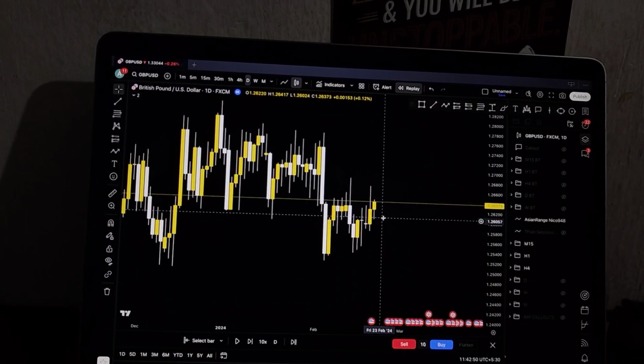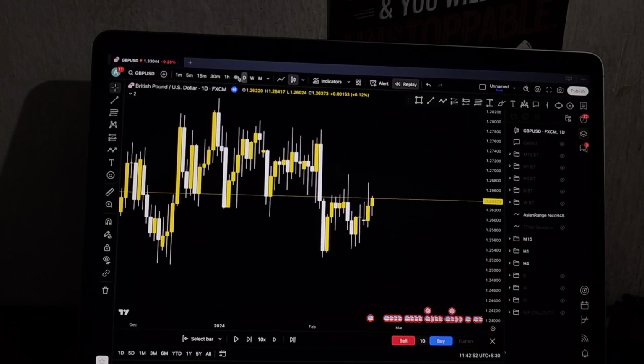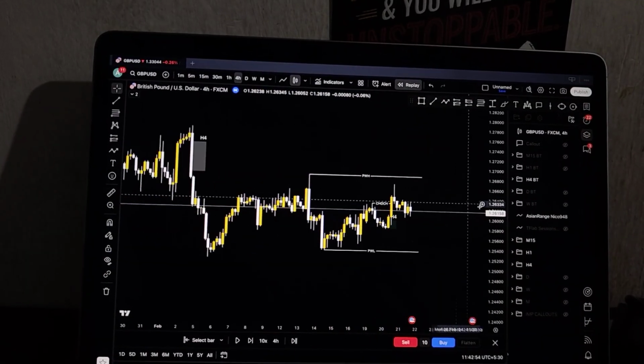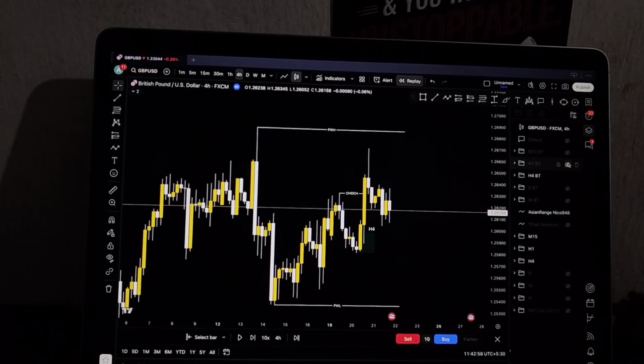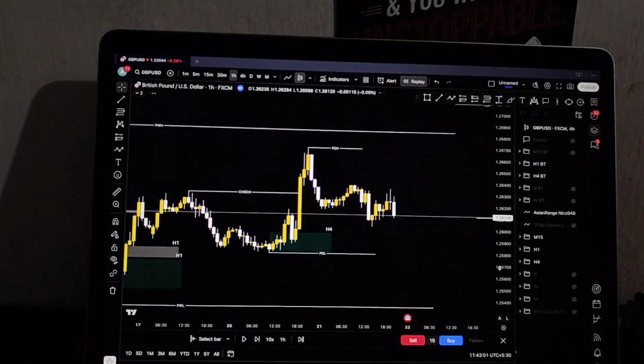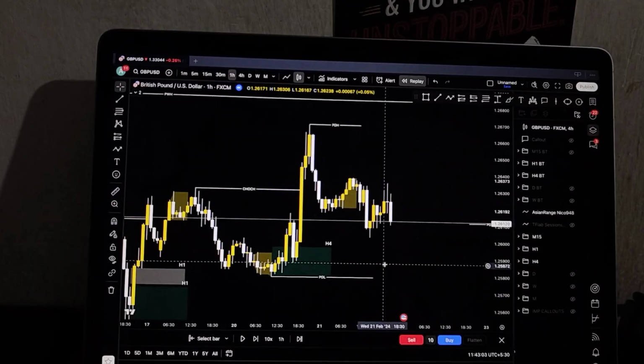And this is when I go on Thursday looking for buys again. So obviously I am looking for buys from demand zones. There is an H4 demand right here. So on H1 I go to look for the Asian range to close.